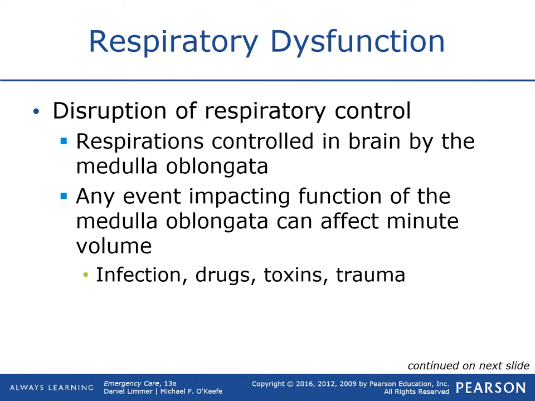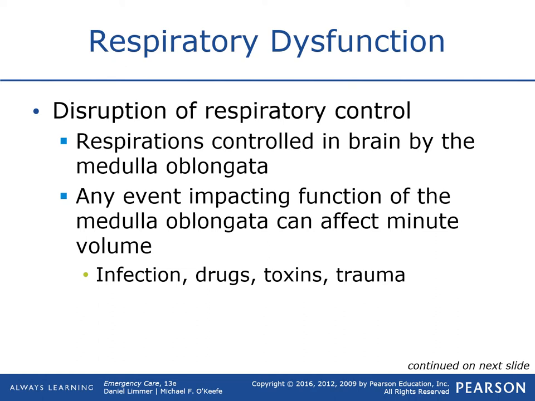So the first area we're going to look at for respiratory dysfunction is disturbing your respiratory control. And to do that, we have to think about where our respiratory rate is controlled. That's controlled in the brain in an area called your medulla oblongata. You don't have to really worry about much of where that is in terms of anatomy, but know that it is in that section of your brain. It's called your medulla oblongata. And anything that affects your medulla oblongata can affect the rate at which you breathe. And so if you affect the rate that you breathe, you affect your minute volume.